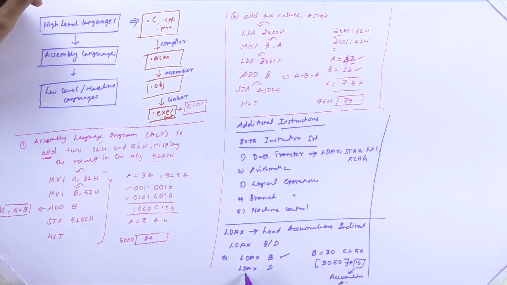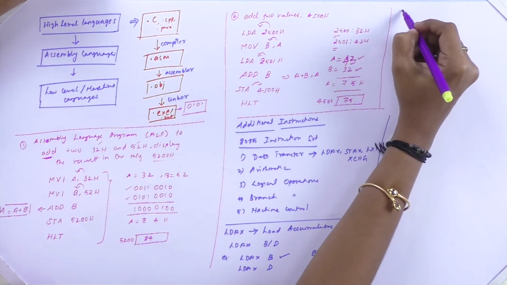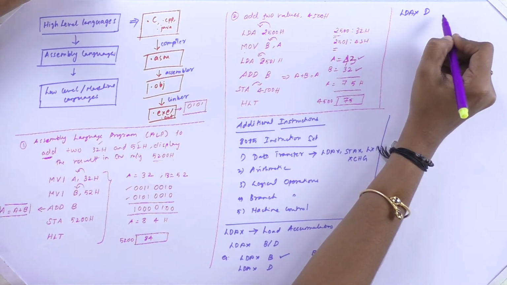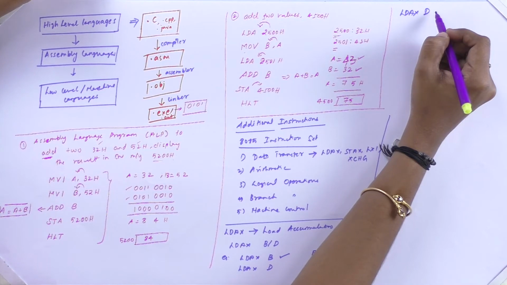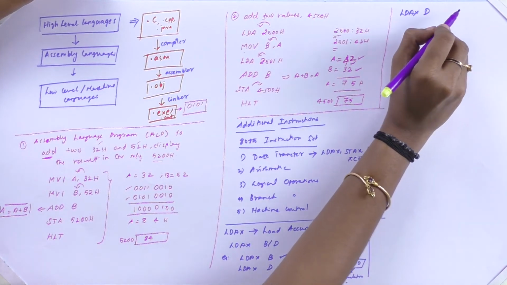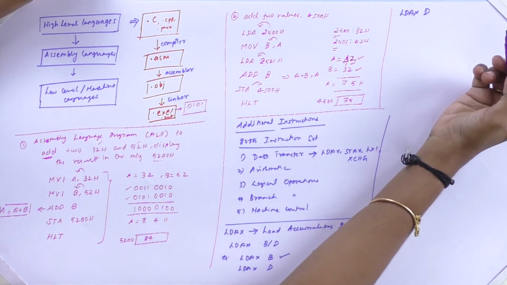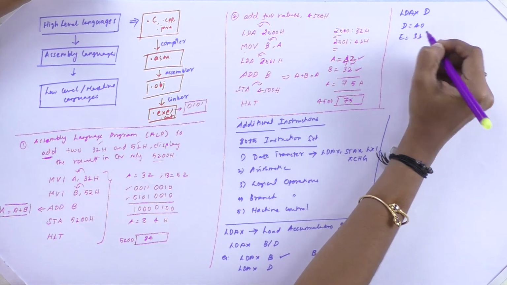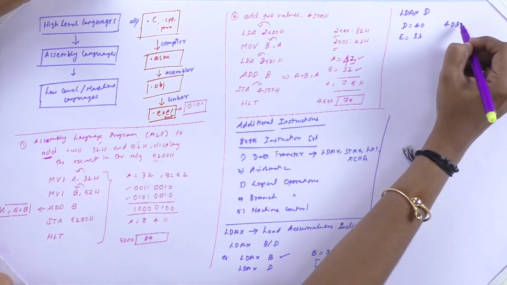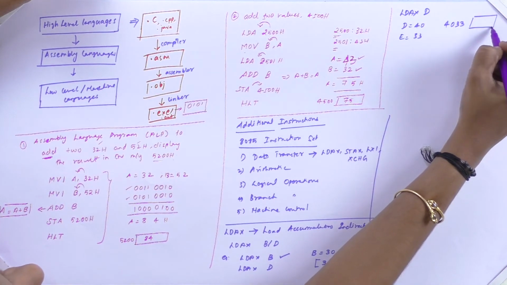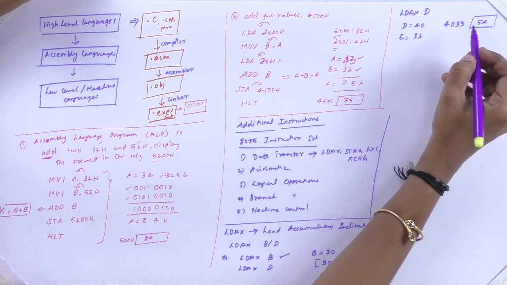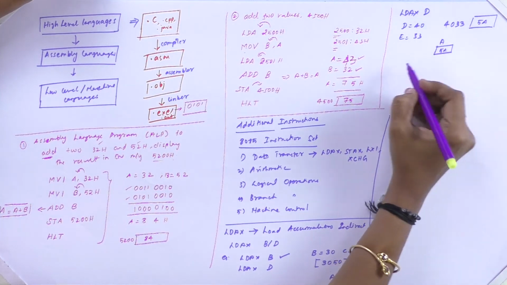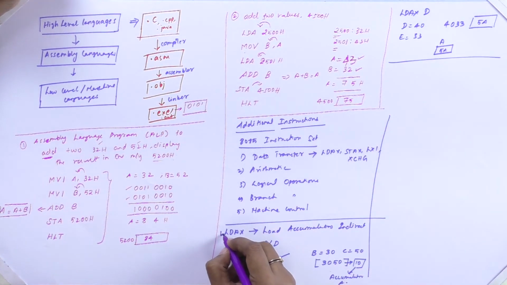If you execute this instruction LDAX D, then the content of DE register pair will act as a memory location and the data value present in that memory location will be copied to accumulator. Example, D is equal to 40 and E is equal to 33. Then it refers to the memory location 4033, and if suppose there is a data value such as 5A, this 5A will be copied to register A, that is accumulator, as 5A. So this is the function of the LDAX instruction.